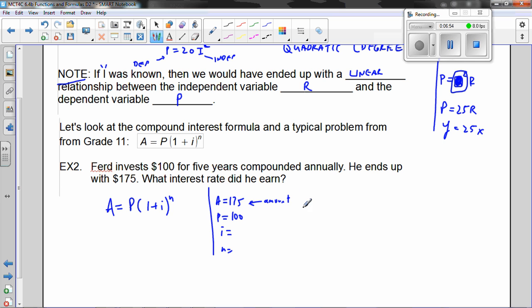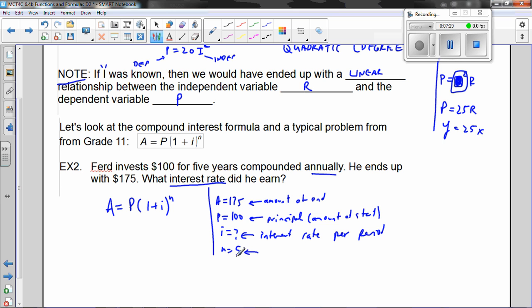And often in these formulas, we don't really care, but this is review of grade 11, so why not? This is the principal, or the amount at start, which is the amount at start. I is the interest rate, and that's what interest rate did he earn? That's what we want to find. Notice this is per period. So this is per year in this case, so that doesn't really matter. N is the number of interest periods, which is 5 years. I don't have to divide by anything or multiply by anything because it's annually. N is the number of interest periods.